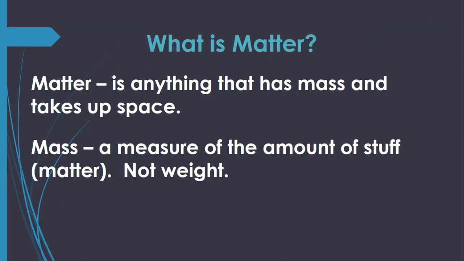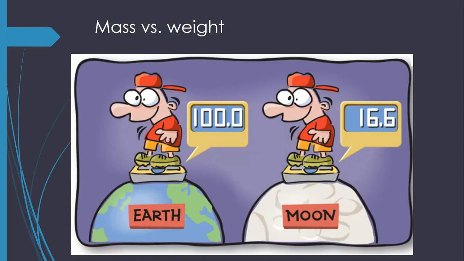All right. The other thing we need to talk about is the difference between mass and weight. We said matter is anything that has mass and takes up space. Mass is a measure of the amount of stuff and not so much what something weighs. Mr. Roach has a certain amount of stuff in his body, and that doesn't change whether I'm on Earth or on the moon. However, if I go to the moon, I am going to weigh less, right? And that's because of gravity's pull on me.